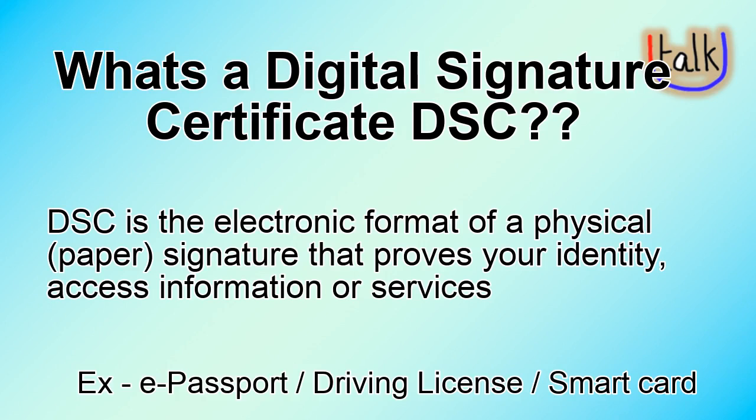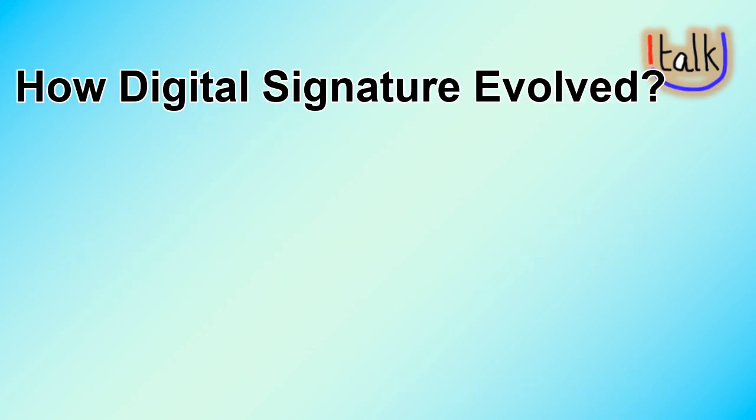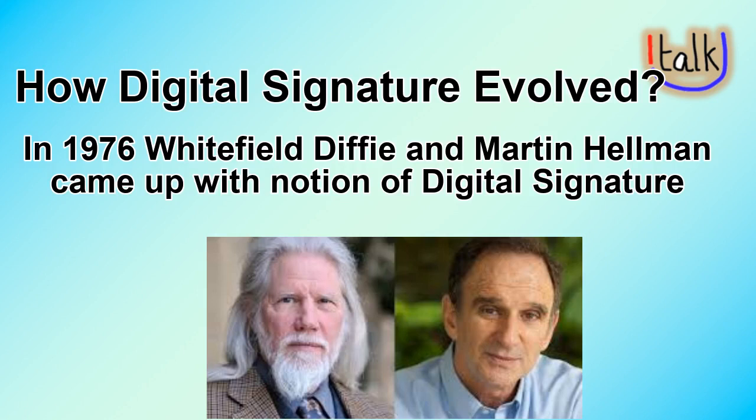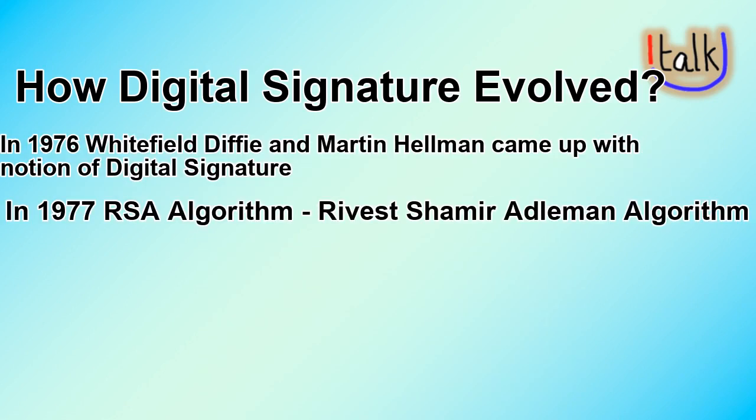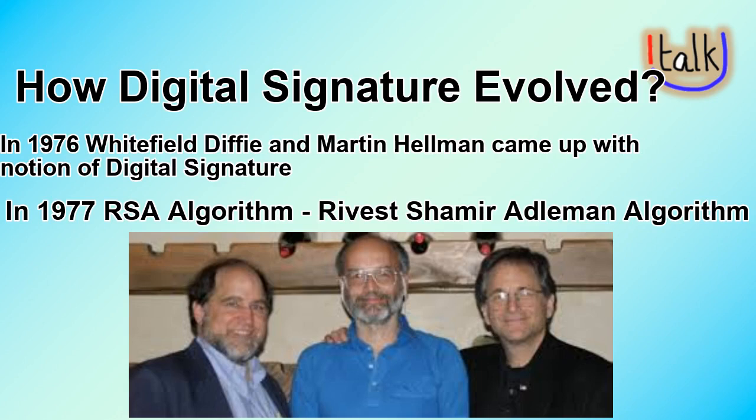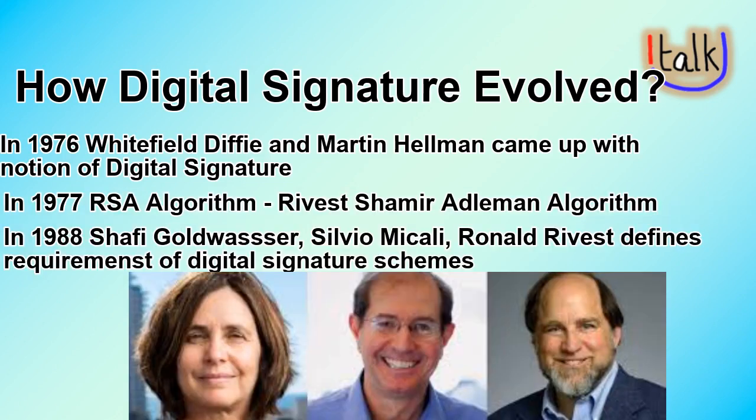How did digital signature evolve? In 1976, Whitfield Diffie and Martin Hellman came up with the notion of digital signature. However, it was not complete. In 1977, the RSA algorithm got developed by Mr. Rivest, Mr. Shamir and Mr. Adleman. This algorithm is used even today in many applications, including digital signature. In 1988, Shafi Goldwasser, Silvio Micali, and Ronald Rivest gave a complete shape to digital signature by defining the requirements very clearly.